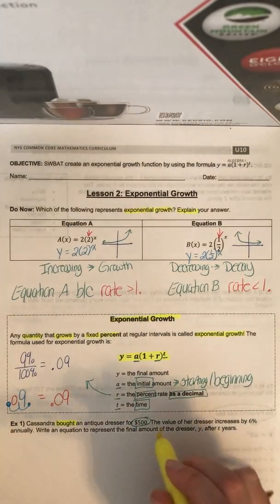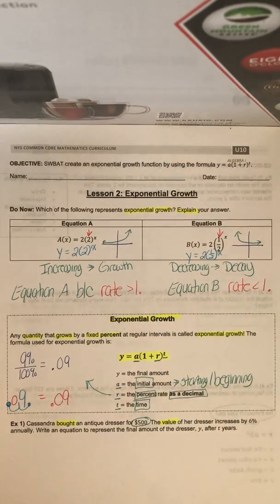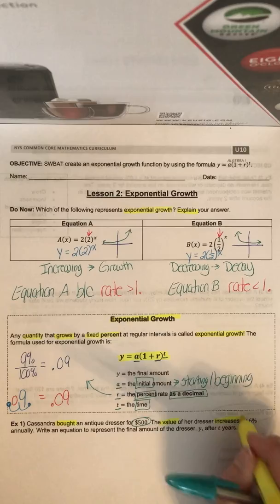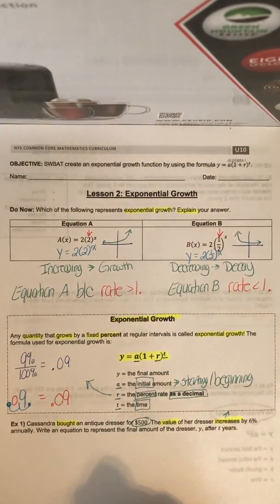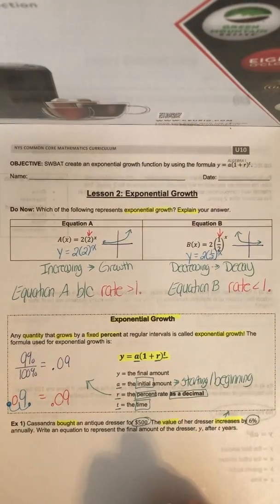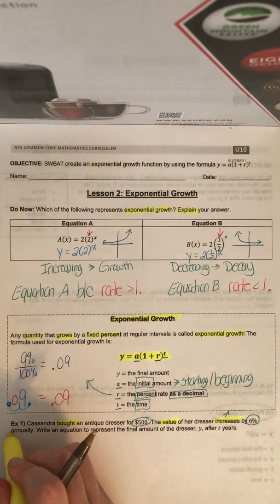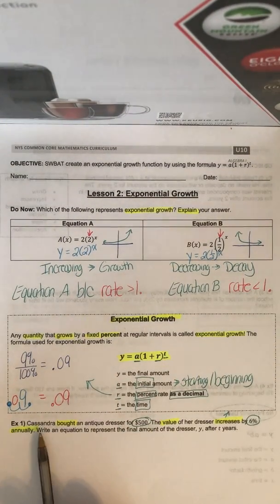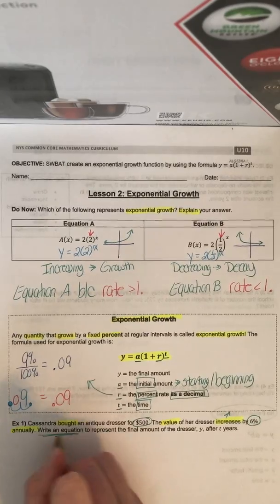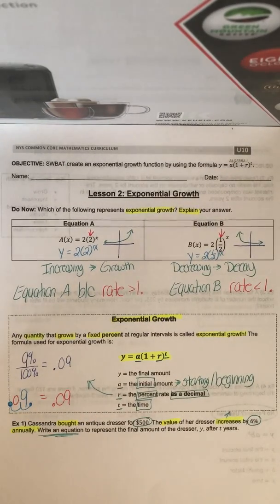The value is a nice word. So the value, how much the dresser is worth, is increasing. We know that increasing means to go up. It's increasing 6% annually. This is also pretty important. I know that annually means every year. And then it's telling me to write an equation. I'm going to underline this. I always like to underline the actual question so when I'm done I can reread it and make sure I answered the question completely.